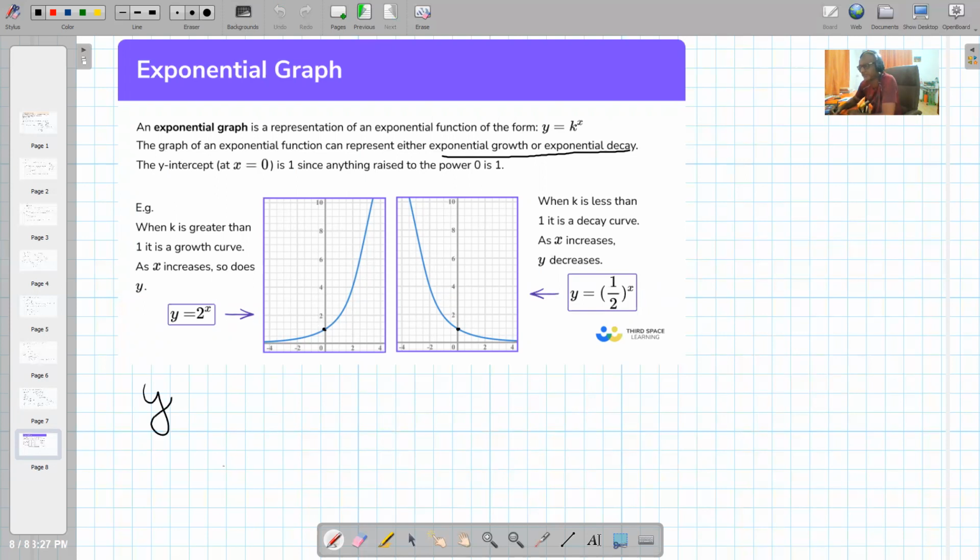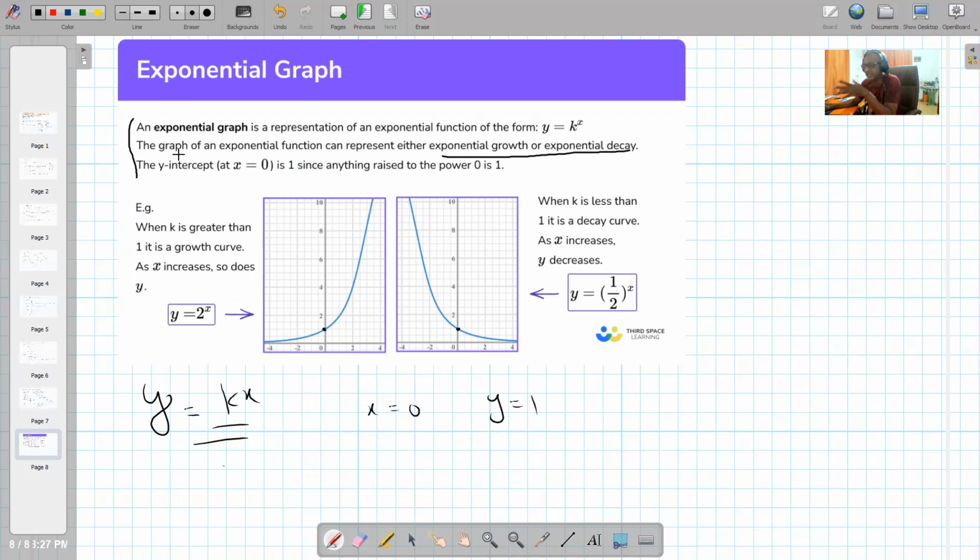We take y is equal to k to the power of x. When x is equal to 0, y is equal to 1, for any value of k. Any number to the power of 0 is equal to 1. From that, you find that when x is equal to 0, y is equal to 1, so the graph cuts the y-axis at 1.